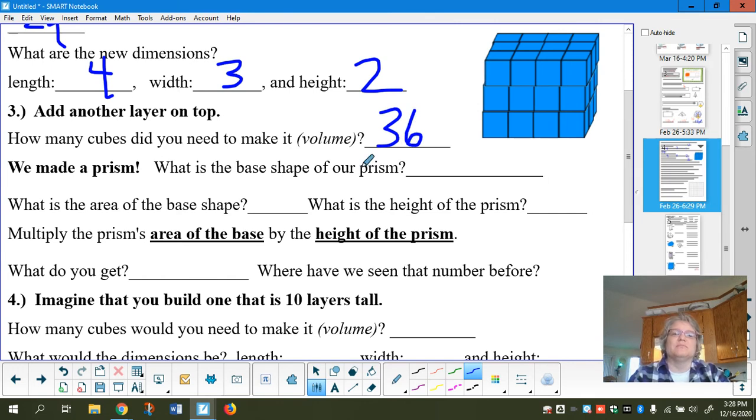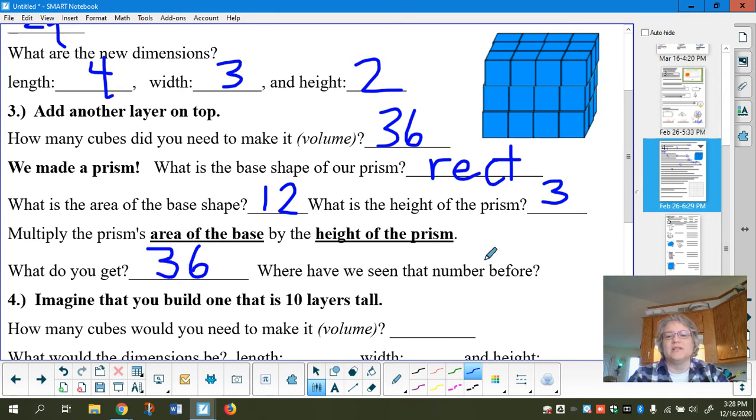We made a prism. Well, we had a prism to start with, but what is the base shape of our prism? It's a rectangle. See right here, rectangle. What is the area of the base shape? Well, the area is 3 times 4, so that's 12. What is the height of this prism? 1, 2, 3 cubes tall, so 3. Multiply the base by the height, and I get 36. And where have we seen that before? We saw it right up there.